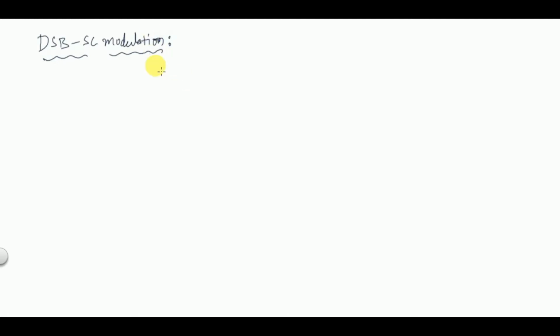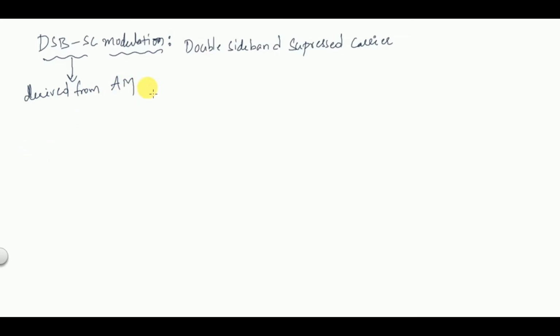So DSBSC stands for double sideband suppressed carrier. Okay, so suppressed carrier. So what is the ideology or the basis for the formation of this modulation scheme? Again, it is a derived concept. It is again derived from amplitude modulation only. That is why if you understand amplitude modulation perfectly, then you can easily understand DSBSC modulation.